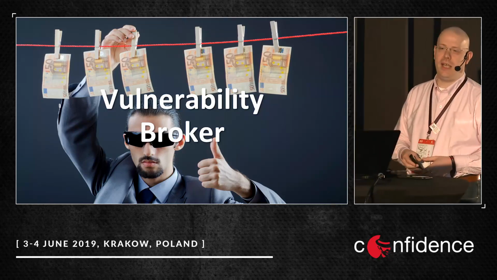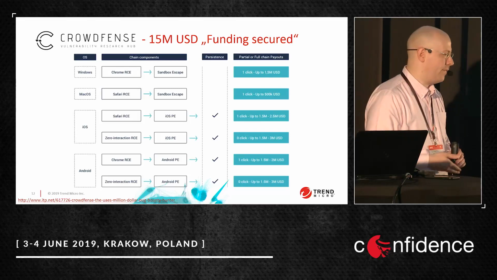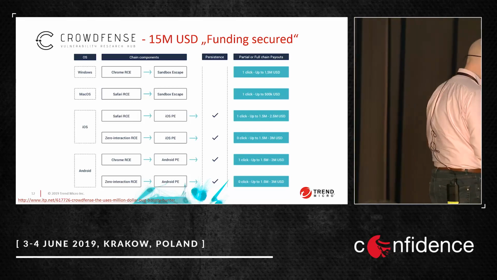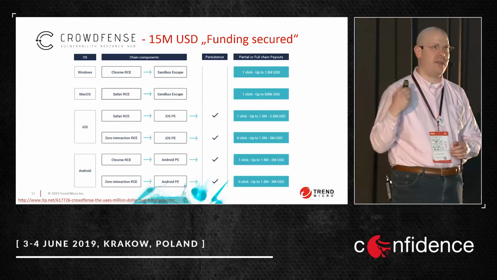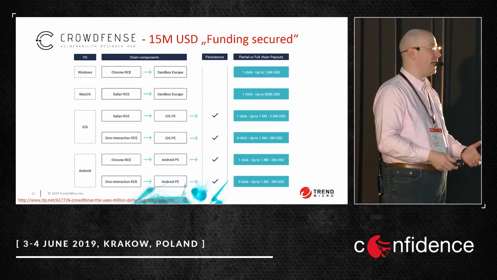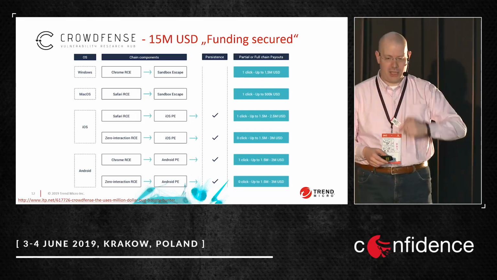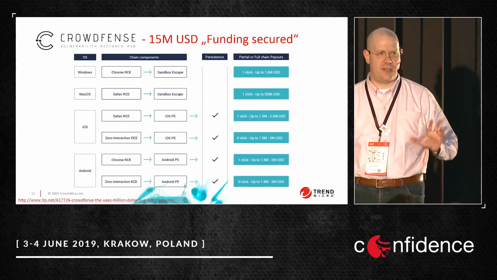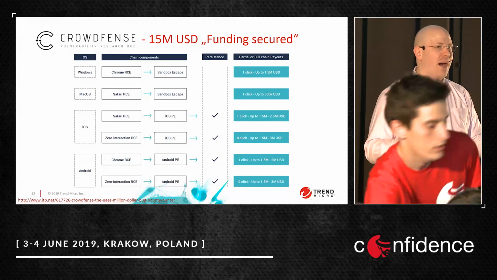So the first one is CROWDFENSE. It's a vulnerability broker based out of the UAE, the United Arab Emirates. And the funny thing is they actually issued a press release where they said, well, this was in 2017, we just got our first round of financing. We collected $10 million for buying vulnerabilities. Right now, I double-checked yesterday again, they announced on the website that they have their second or third round of financing, I think it's the second one, collecting another $15 million for buying exploits.